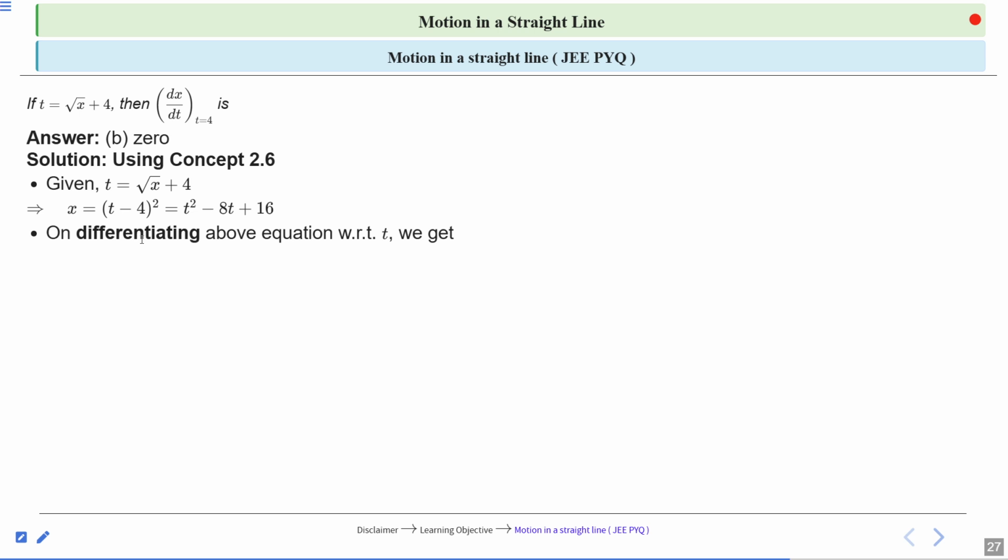So on differentiating the above equation with respect to t, we get, x is equal to t square minus 8t plus 16. So dx upon dt is equal to 2t minus 8 after differentiating this term. So just take the value of t equal to 4. So you will get 2 into 4 minus 8. So 2 into 4, 8 minus 8 equal to 0. So this is the correct answer. Clear?